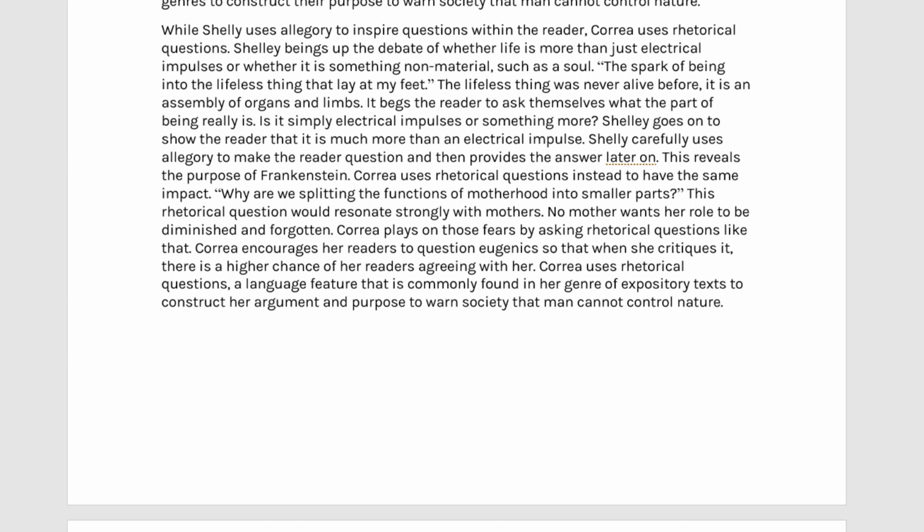The spark of being into the lifeless thing that lay at my feet. The lifeless thing was never alive before. It is an assembly of organs and limbs. It begs the reader to ask themselves what the part of being really is. Is it simply electrical impulses or something more? Shelley goes on to show the reader that it is much more than an electrical impulse. Shelley carefully uses allegory to make the reader question and then provides the answer later on. This reveals the purpose of Frankenstein.